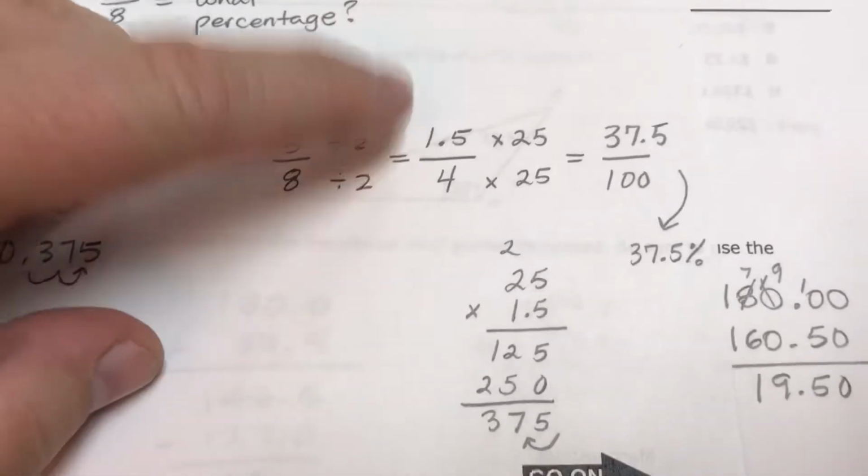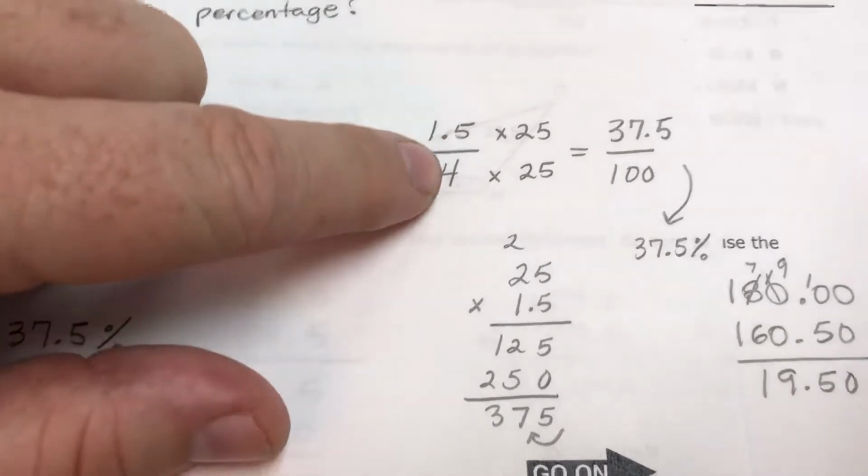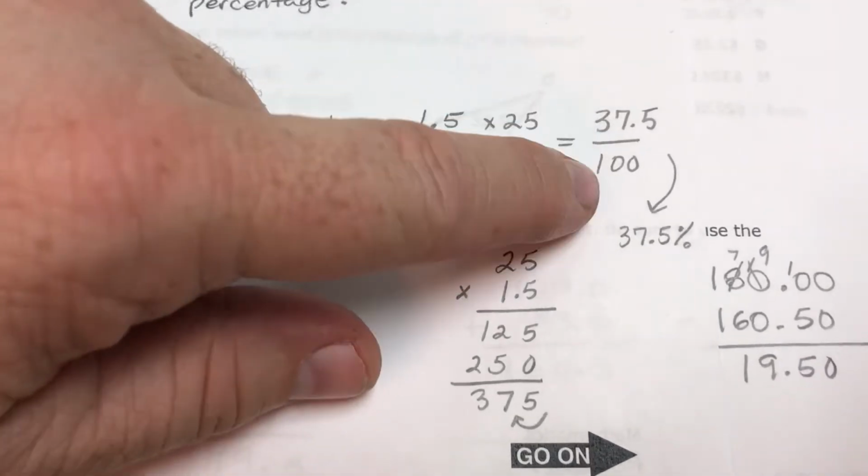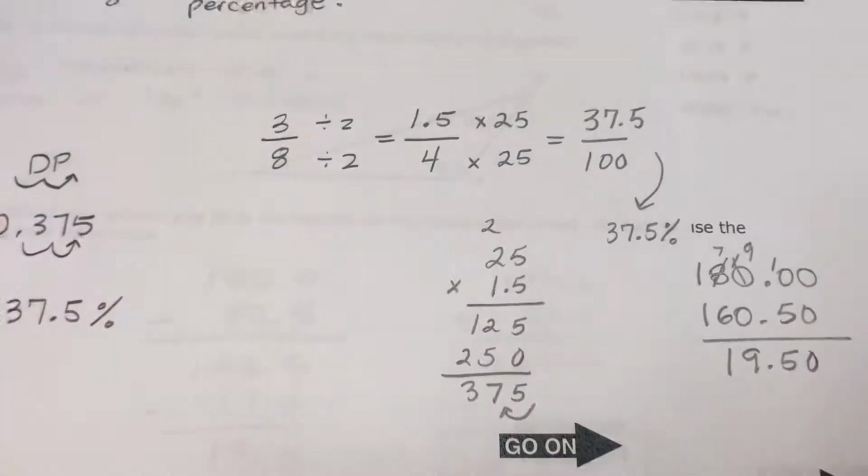You can do it with equivalent fractions too. Divide 3 by 2 and get 1.5. Divide 8 by 2 and get 4. Multiply them both by 25, and you'll get 37.5 over 100, which is 37.5%.